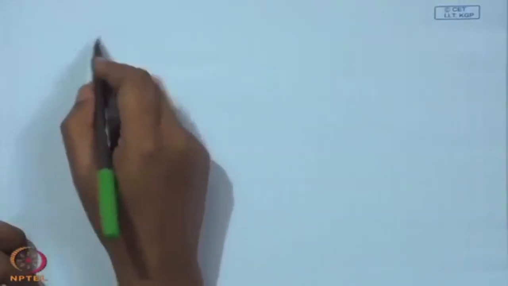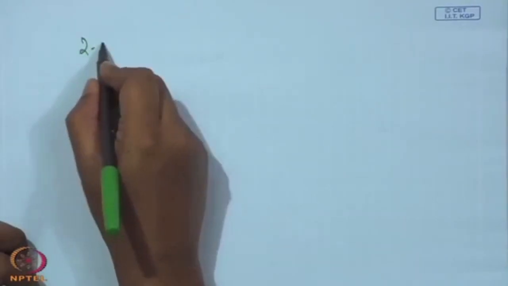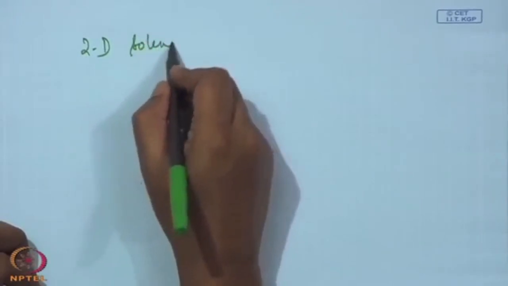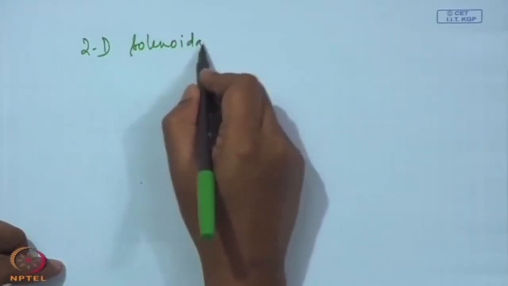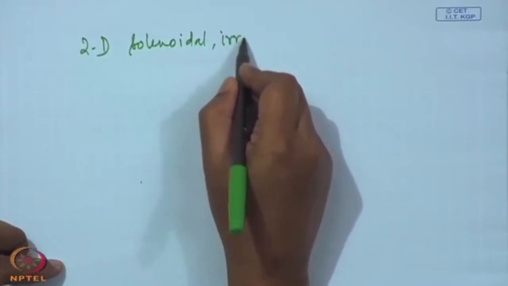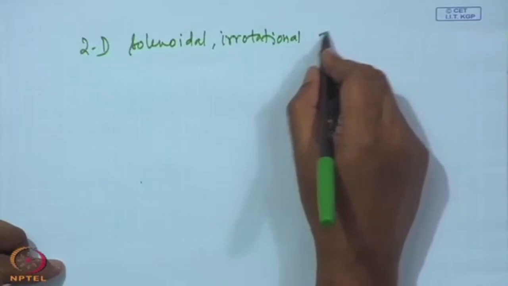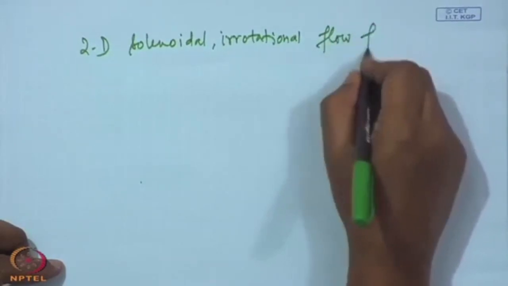Let us consider a special property of a two-dimensional solenoidal irrotational flow field. A two-dimensional, general case, solenoidal irrotational flow field.